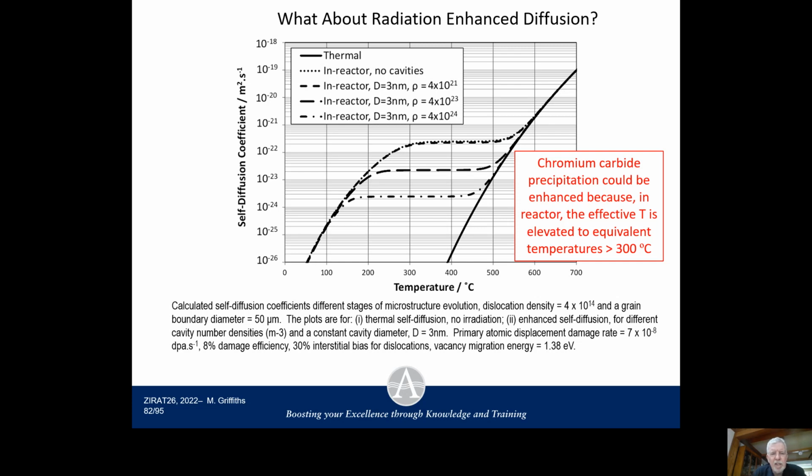Now you may say, well, 500 and 600 degrees C isn't enough to form any carbides at the normal annealing temperature of a component, 10 hours, something like that. But we're not talking 10 hours, we're talking thousands of hours. We're talking years.